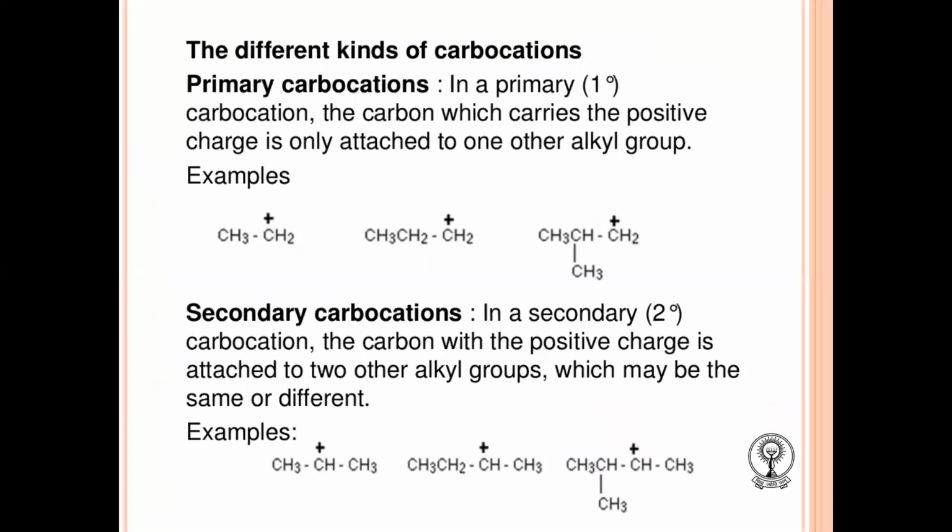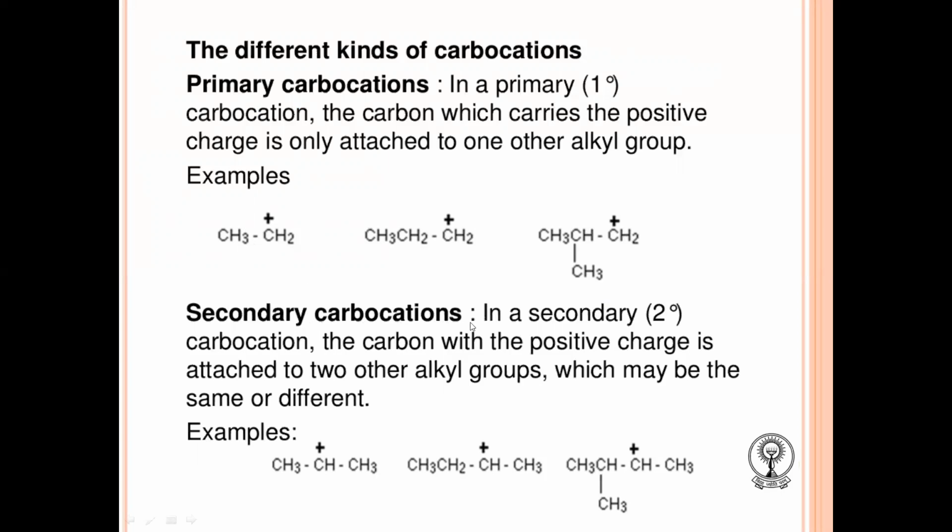The different kinds of carbocations. Primary carbocations. In a primary carbocation, the carbon which carries the positive charge is only attached to one other alkyl group. This is the example. This is the ethyl carbocation, propyl carbocation, and isobutyl carbocation.